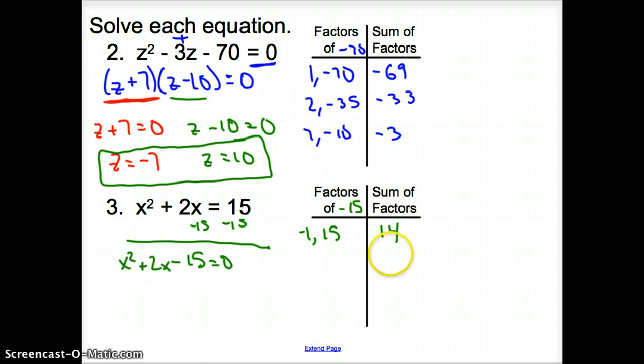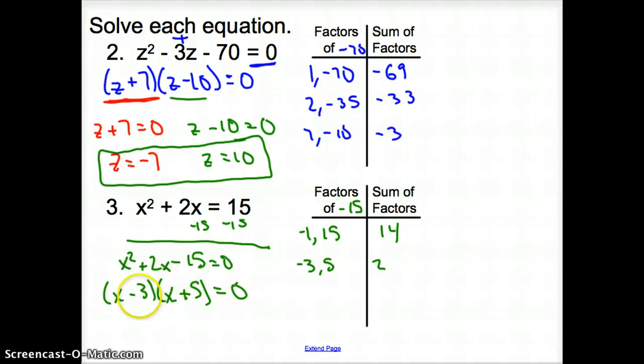That adds up to 14, so that doesn't do us any good. Next factor of 15 is negative 3 and 5. What do they add up to? They add up to a positive 2. Exactly what we were looking for. So now let's go ahead and factor this guy right here. So we factor it to be x minus 3 times x plus 5, and that whole thing equals 0.